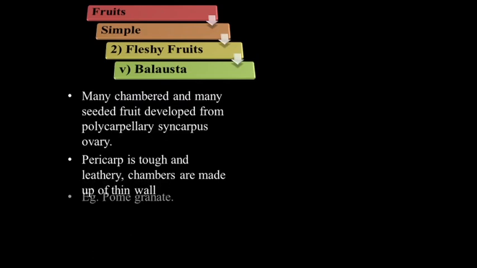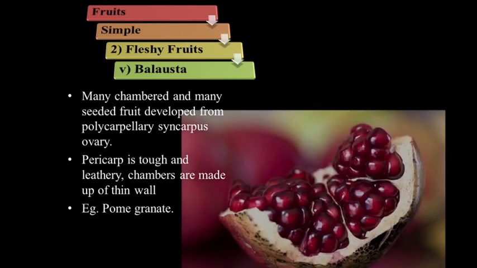The next category in the fleshy fruits is the balausta. It is many-seeded and many-chambered, which are developed from a polycarpellary ovary, which is syncarpous. The pericarp is tough, leathery, and chambers are made up of thin wall. For example, pomegranate, Punica granatum.